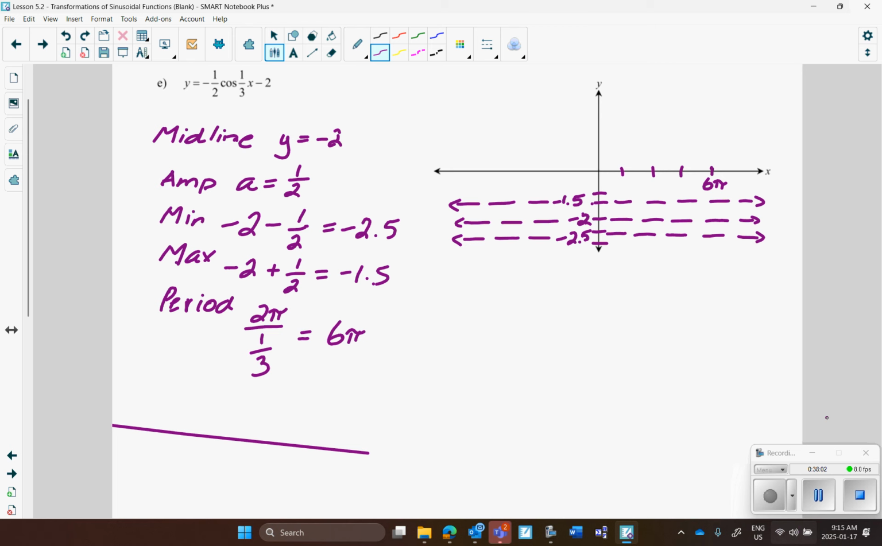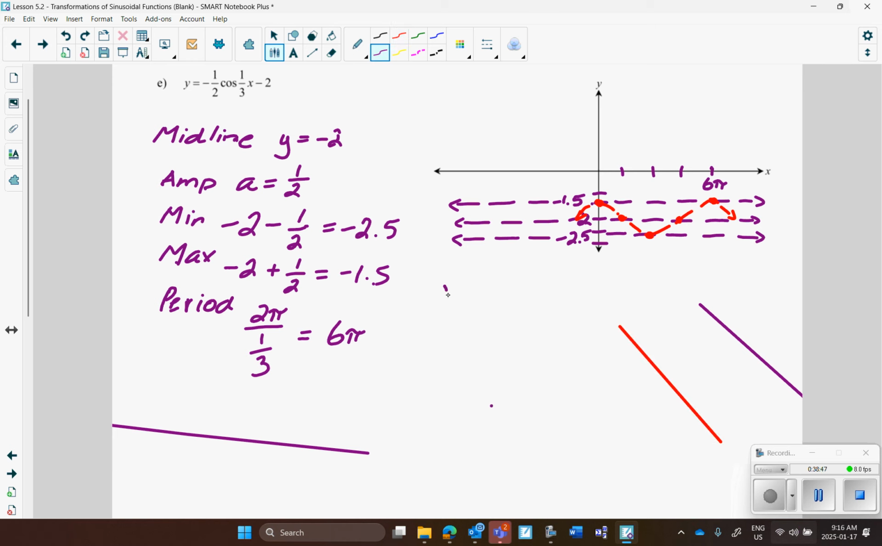Regular cosine, and remember this is dashed because it's not our final. So we start at the maximum on the y-axis, then we go to mid, mid, mid, max. No arrows. So that's everything without the flip.